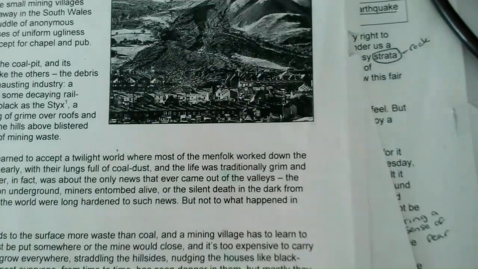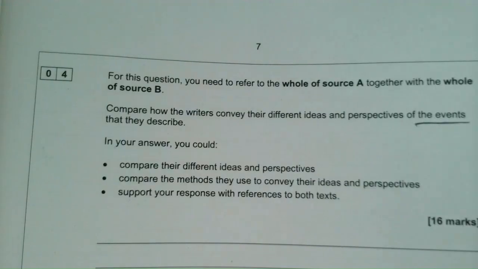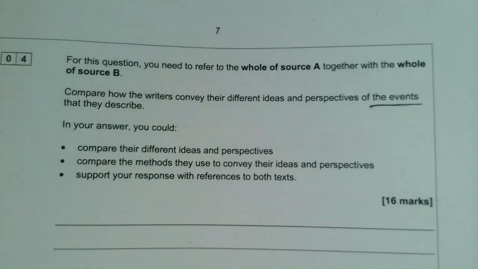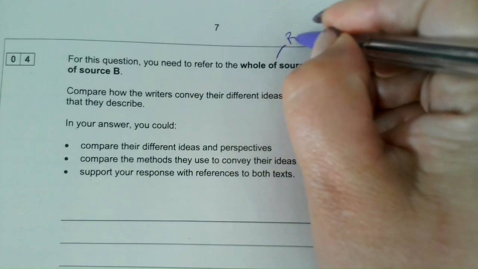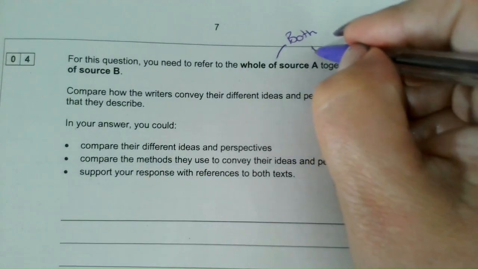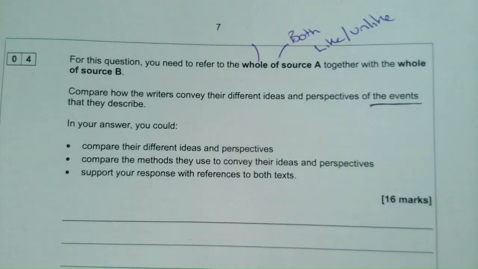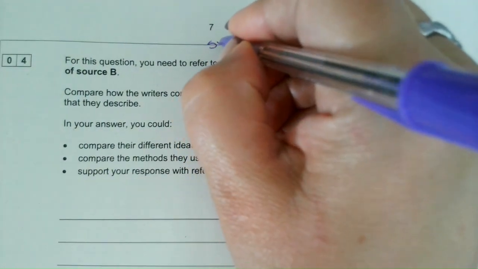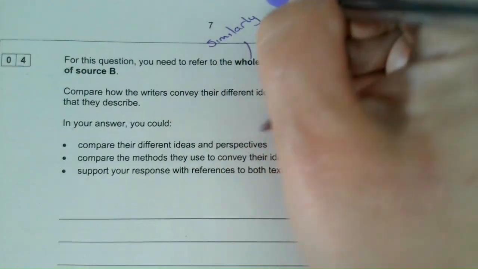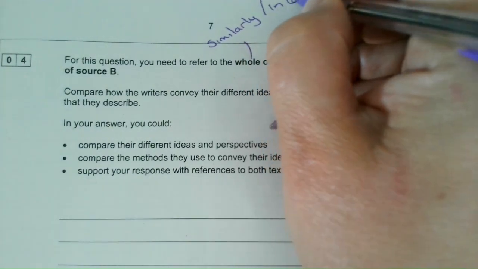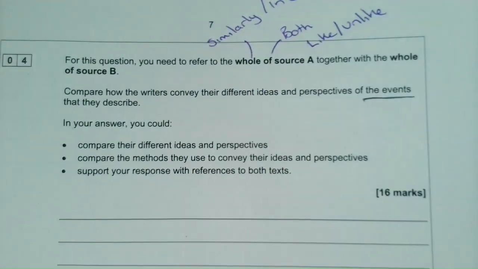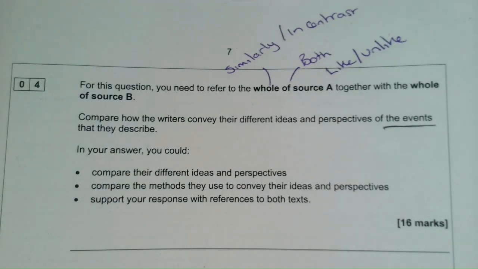Turn to question 4. For this question again, we're going to be looking at the whole of source A and the whole of source B. So we're going to be using those comparison words: both, like, unlike, similarly, in contrast, whereas, however. We want to see those words because they signpost that we understand the assignment, we know what we're doing.